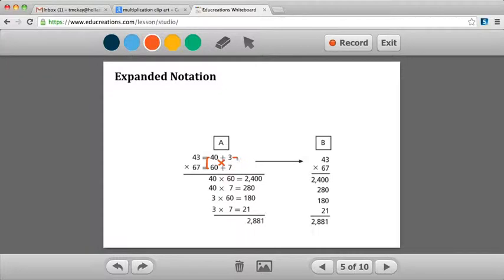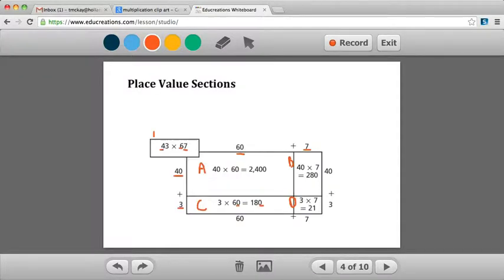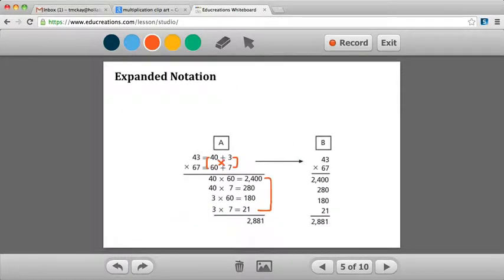And then finally you take the ones and multiply them by each other. 3 times 7 is 21. And now you've got 4 partial products right here, which are going to be the same 4 partial products that we ended up with in squares A, B, C, and D right here. So it does not matter which method you use, you're still going to come up with the same thing. Once you are done, you need to add those 4 partial products to come up with your final answer, which here is 2,881.